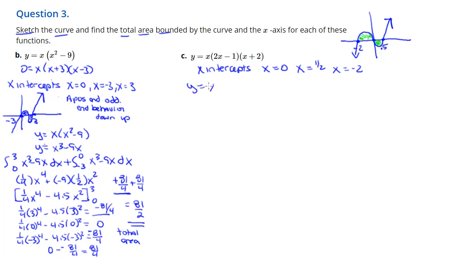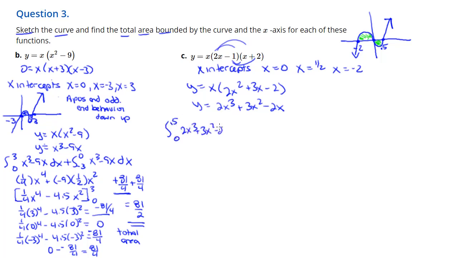Now I've got to go ahead and multiply these together so I can find some powers, so I can do the integration. I'm going to end up with 2x to the 3rd plus 3x squared minus 2x. So I'm going from 0.5 to 0. I'm integrating this with respect to x. And then I'm going to add with my limits from 0 to -2 in the same area over here. And all I'm going to do now is do my integration.